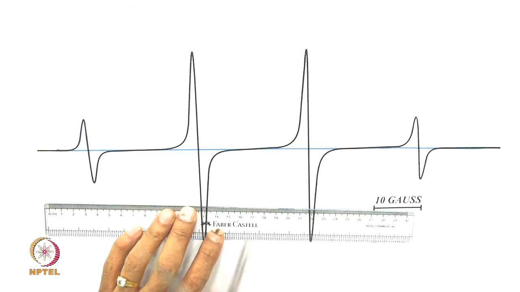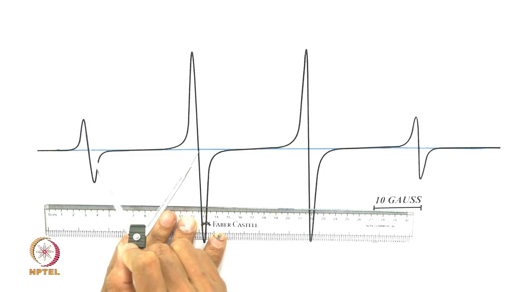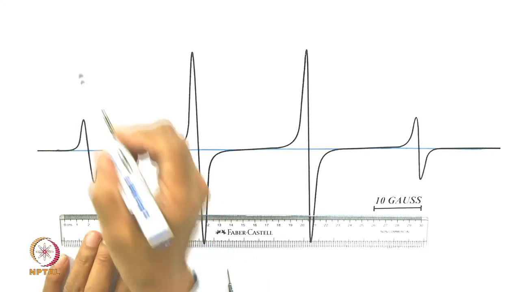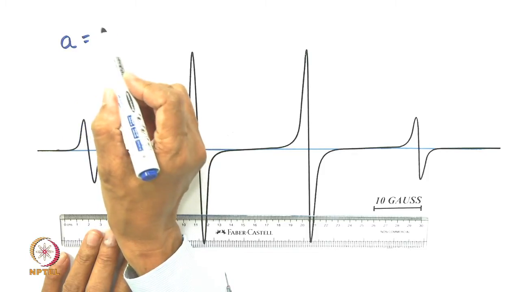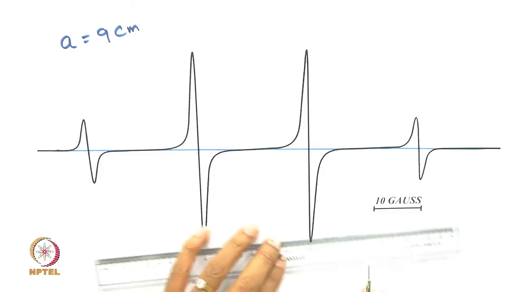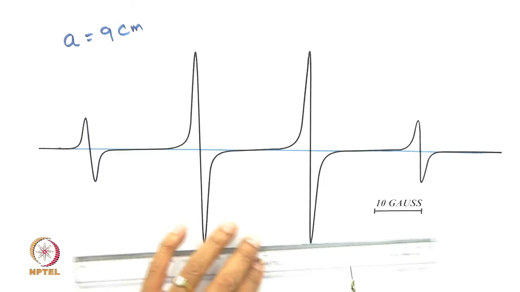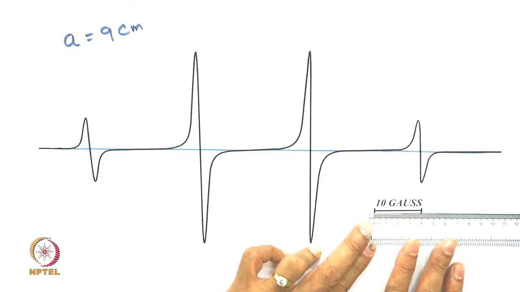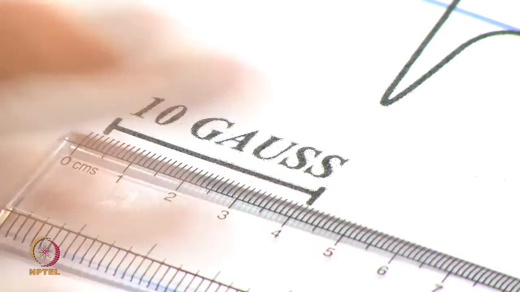That means the same group of equivalent nuclei are giving rise to these 4 lines. So, what is the coupling constant? There is nothing but this gap. Now, what is the measure of that? Let us measure this in the scale. This is 9 centimeter. Okay. So, the coupling constant is 9 centimeter. And here is the scale of the magnetic field. So, here this length is 10 Gauss. So, what is the length here? 4 centimeter. So, 4 centimeter corresponds to 10 Gauss.